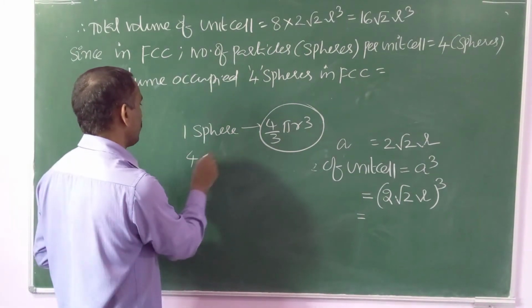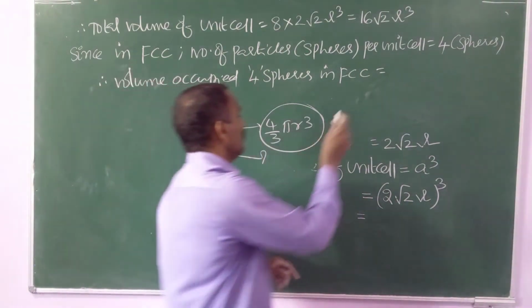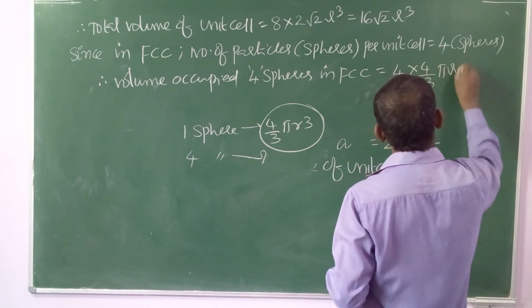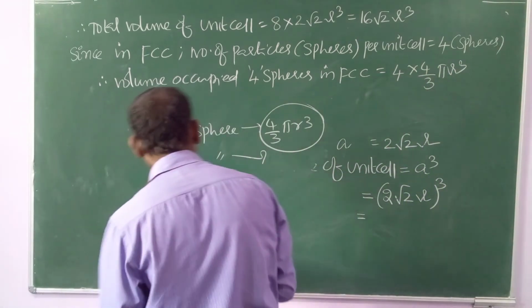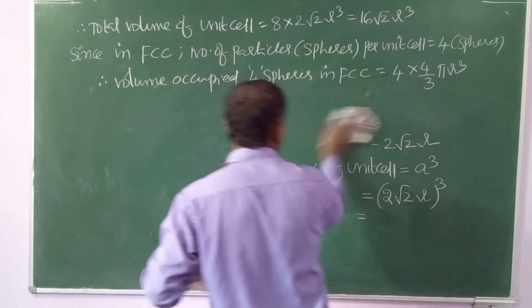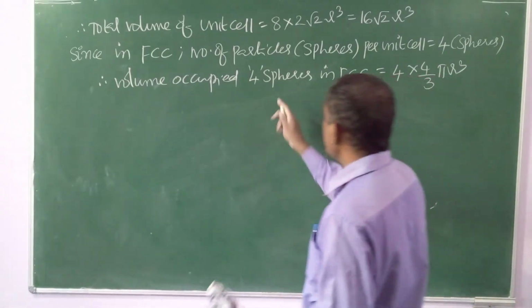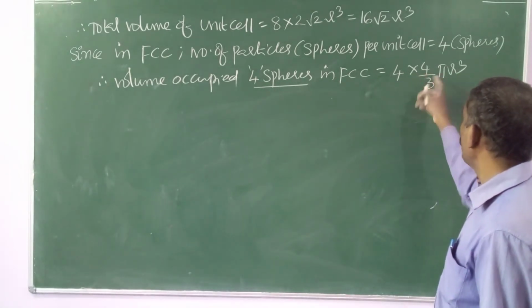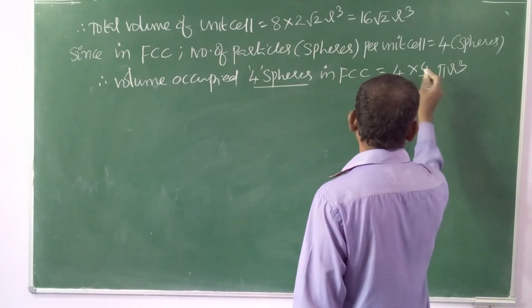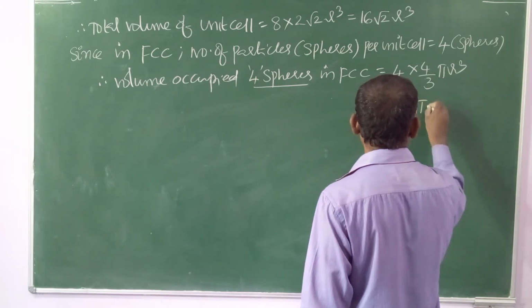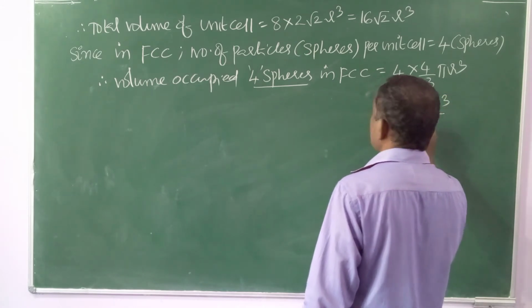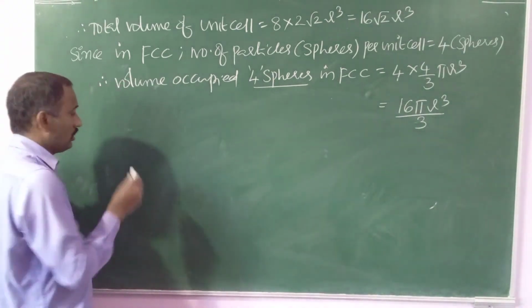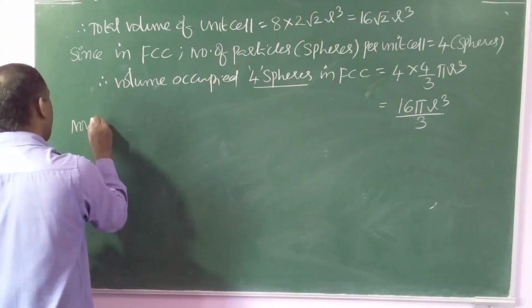4 spheres are there. 4 spheres volume how much? Therefore 4 into 4 by 3 pi r cube, which is 16 pi r cube by 3. This is volume occupied by 4 spheres. Next, last step. Now packing efficiency.